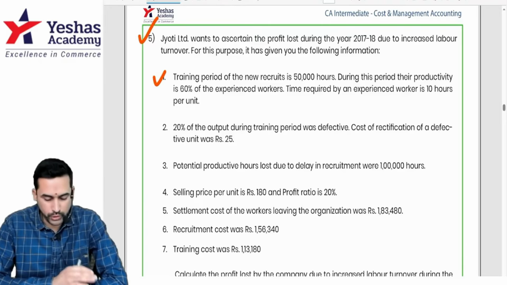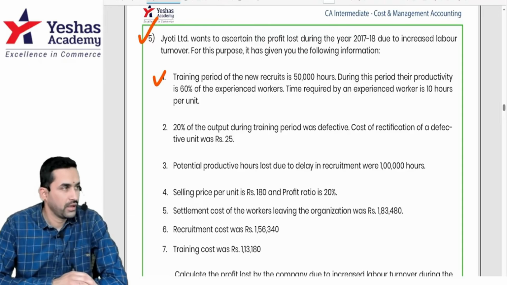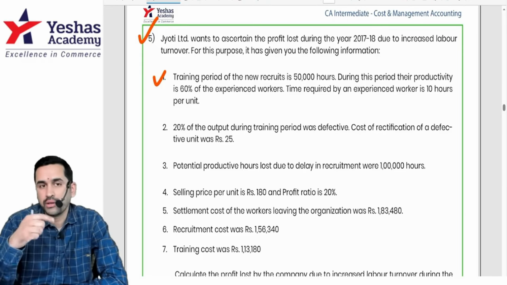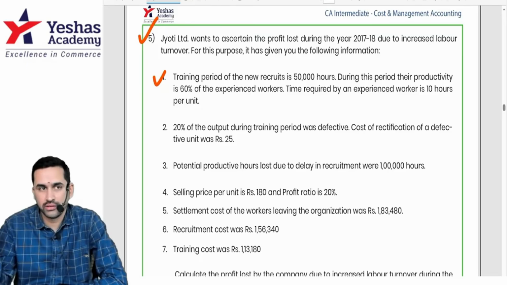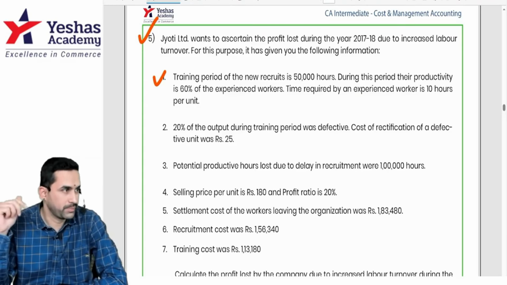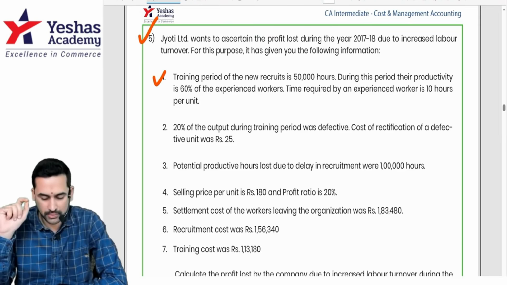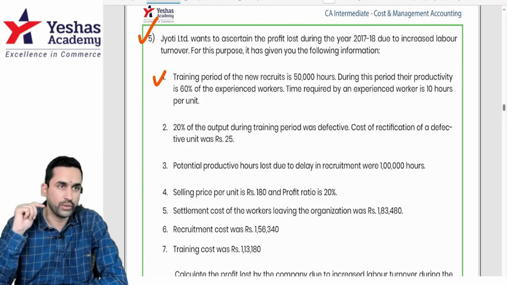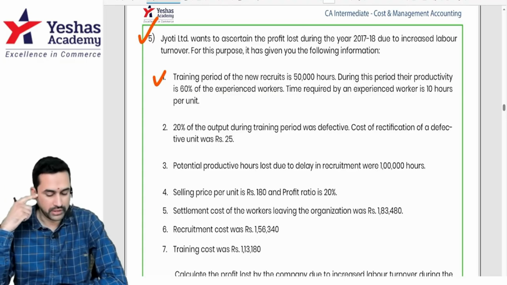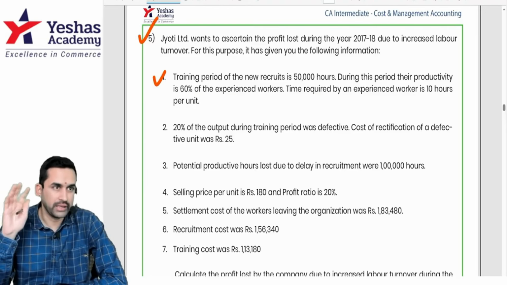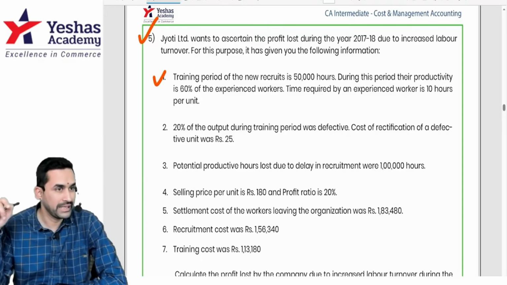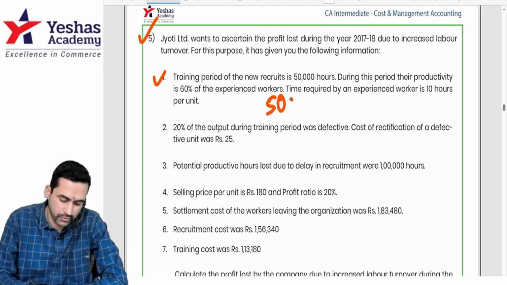Understand the sentence? When new people join and you give them training, you can also ask them to work and learn. It is training in the factory, but you can't expect them to work at the same speed as an experienced worker. That's why they said it is 60% efficiency. Time required by an experienced worker is 10 hours to make one unit. In this 50,000 hours, if it was not a training period, the experienced employee would have produced 50,000 by 10 hours. How many units? 5,000 units.